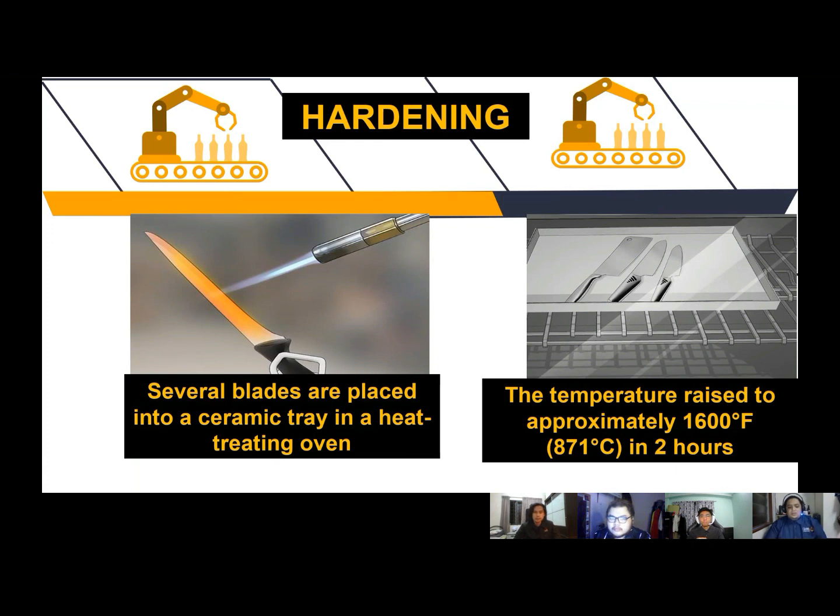Roughly, there are several heating temperatures, but most knives use 1600 Fahrenheit, which is equal to 871 degrees, for heating the knife in the oven. After we heat the knife for approximately 2 or 3 hours, the entire tray is removed from the oven.